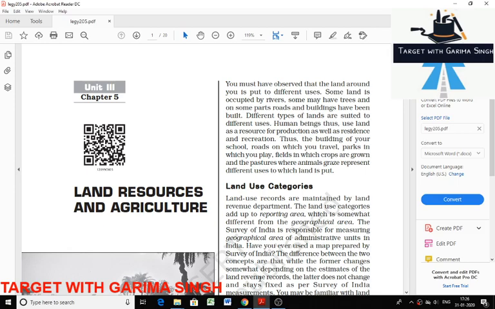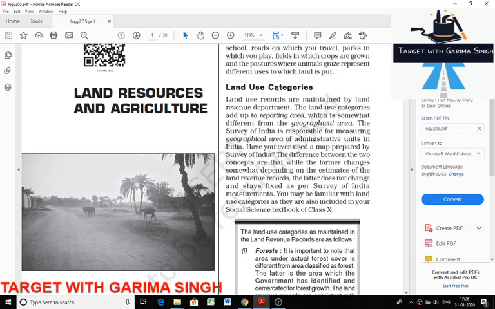So let's move on to the first topic, that is land use categories. In this we will discuss how much land is used for forest, how much land is wasteland and barren, and how much land area is under permanent pasture and grazing land, then area under miscellaneous tree crops, then cultivable wasteland, current fallow, net sown area. So we will discuss land use categories, like for which purpose we use land: for forest, for non-agriculture uses, for grazing lands. So that's about land use categories.